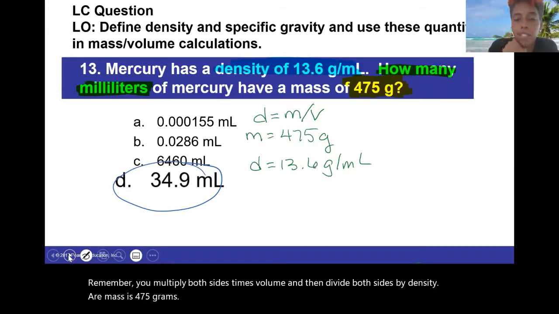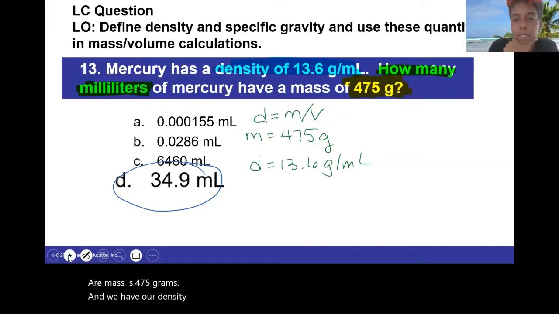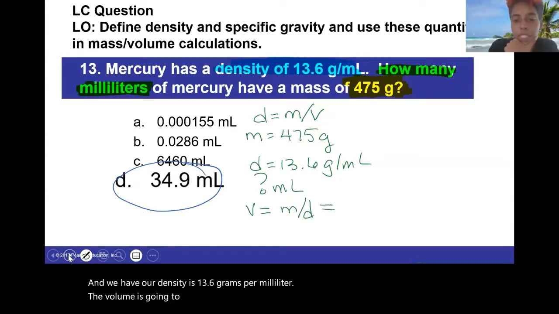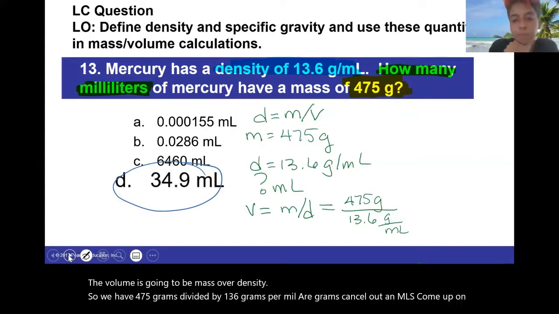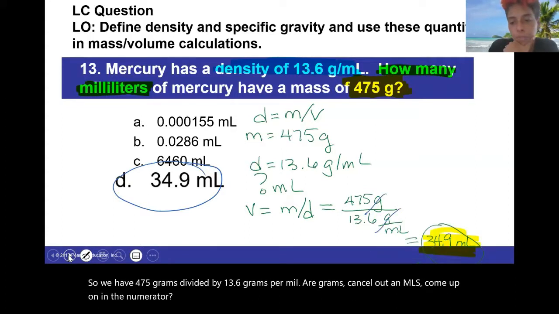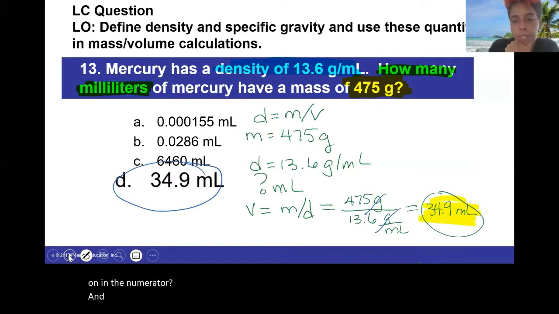And we have our density is 13.6 grams per milliliter. The volume is going to be mass over density. So we have 475 grams divided by 13.6 grams per mil. Our grams cancel out and milliliters come up in the numerator. And we end up with 34.9 milliliters.